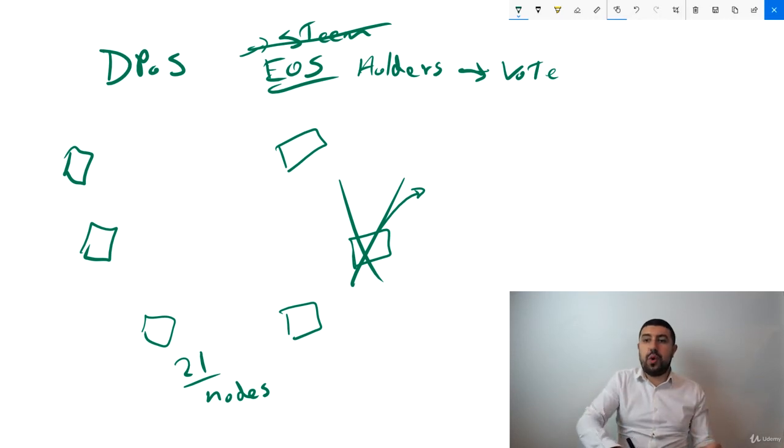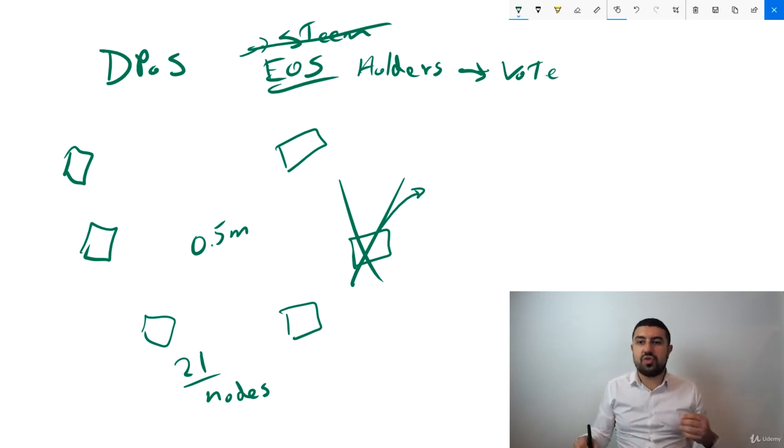Because there are way fewer nodes, we can confirm way more transactions way quicker. So I think what EOS is saying is that they can get up to 1,000 transactions a second, and it takes less than half a second, so 500 milliseconds, to confirm a transaction. So that's ridiculously fast, right? Or to mint a block, sorry. So that's ridiculously quick.